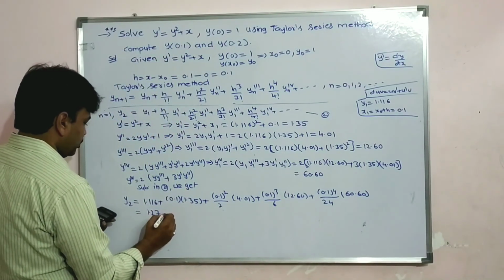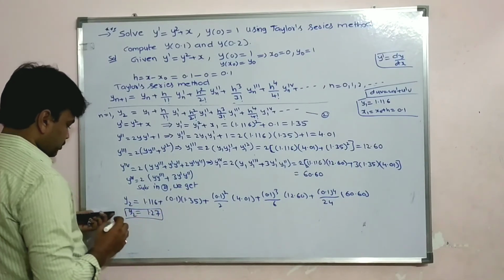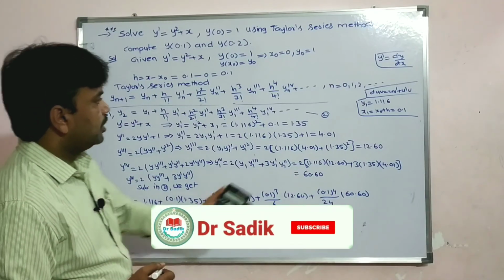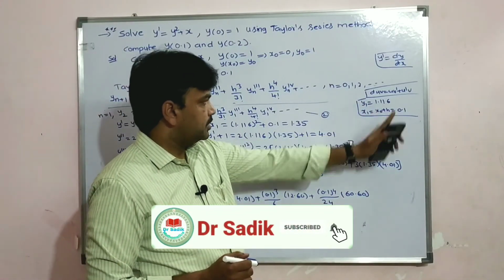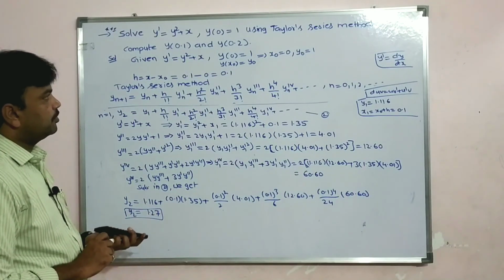1.27 students, 1.27. This is y2 value students, this is y2 value. What is y1 value students? Y1 value 1.116 and y2 value is 1.27.